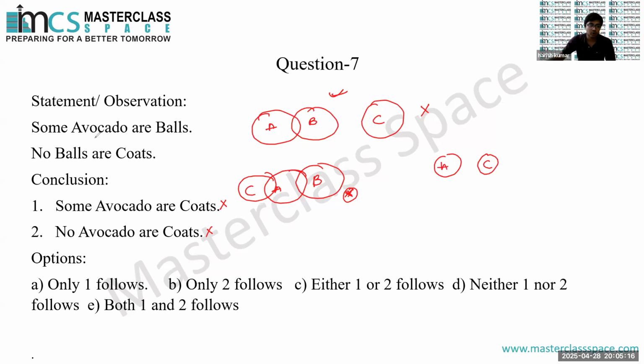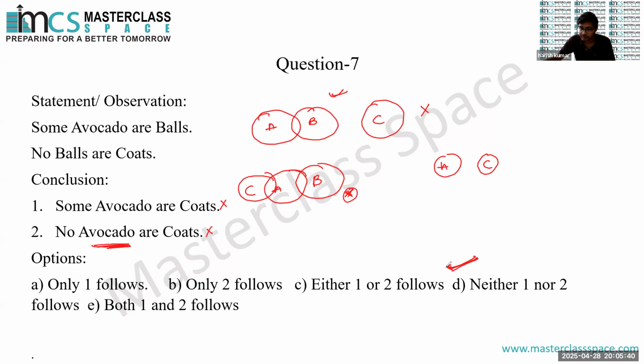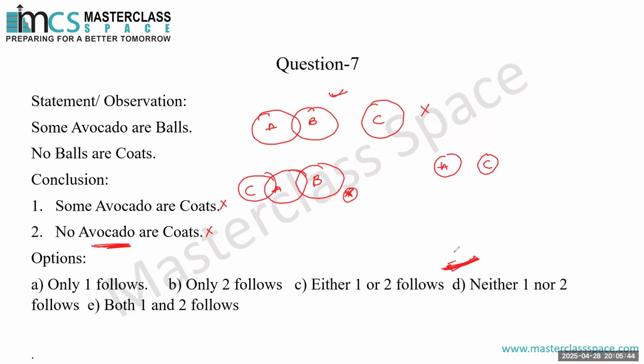Because here we are saying that no avocados are coats. Instead of no avocado, if it were some avocados are not coats, then I could say that. Clear? Because this means that all avocados must be coats, so that is not possible. Is this clear? Yes, sir. So here the condition is that neither one nor two follows. Clear, all of you? Yes, sir.